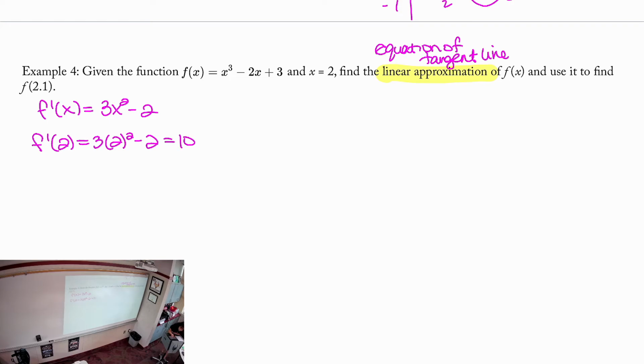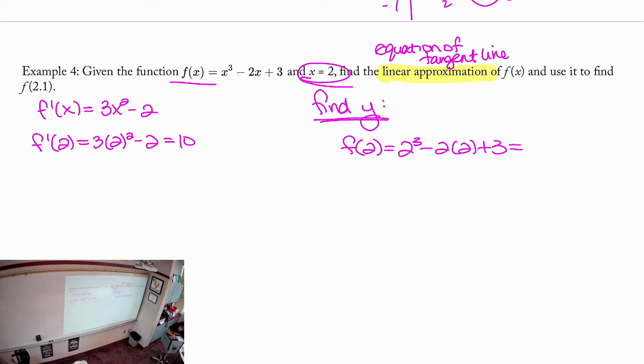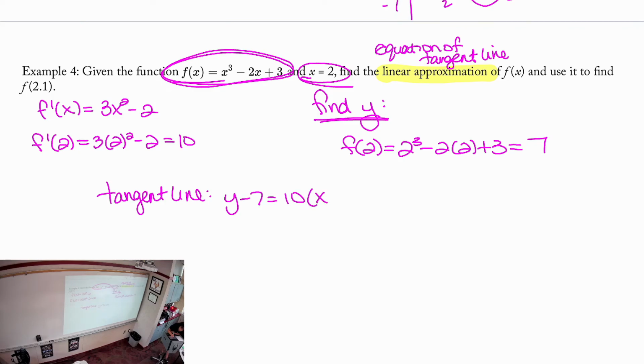And then you're like, oh, let me write the equation of the tangent line, but there's a big problem. I don't have a y value. So I need to find y by taking 2 and plugging it into my equation. I plug in 2 into my equation, and what do I get? 7. So my tangent line is y minus 7 is equal to 10 times x minus 2.